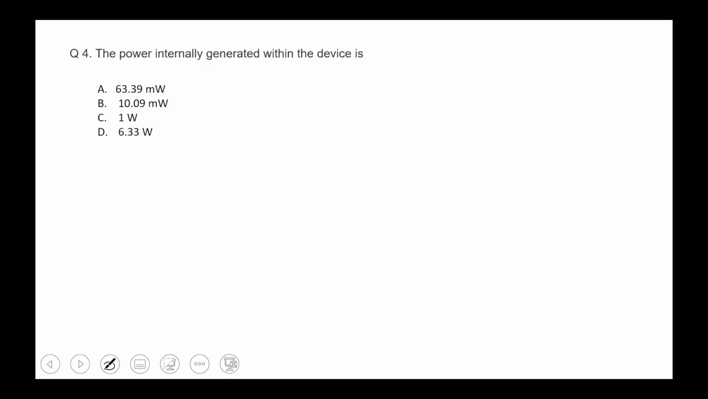So what is the power generated within the device? How much power will be generated? The data will be the same, so you have to calculate the power in that case. Can you please explain that? Which one, the previous one or this one? Yes, the previous one and this one also.